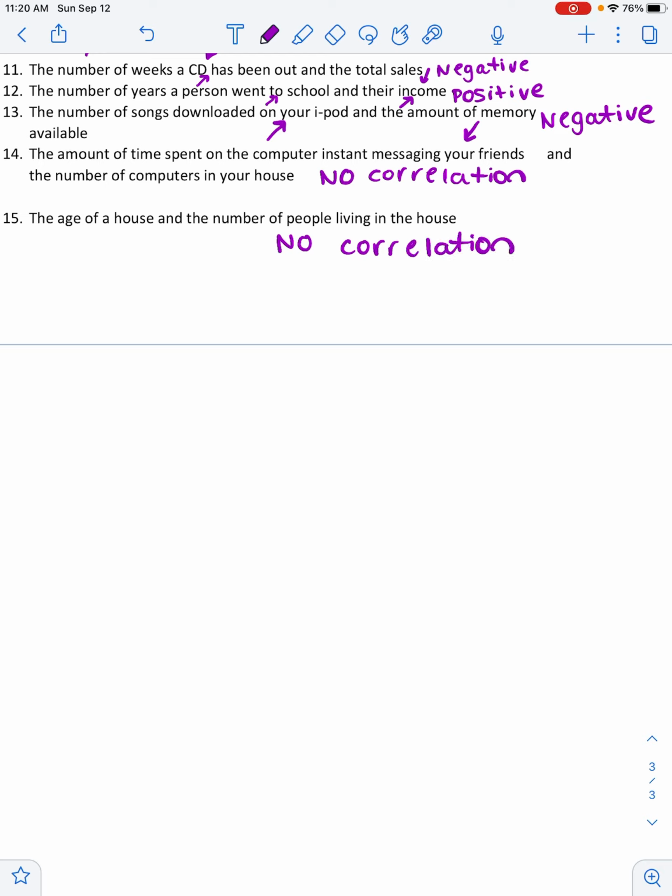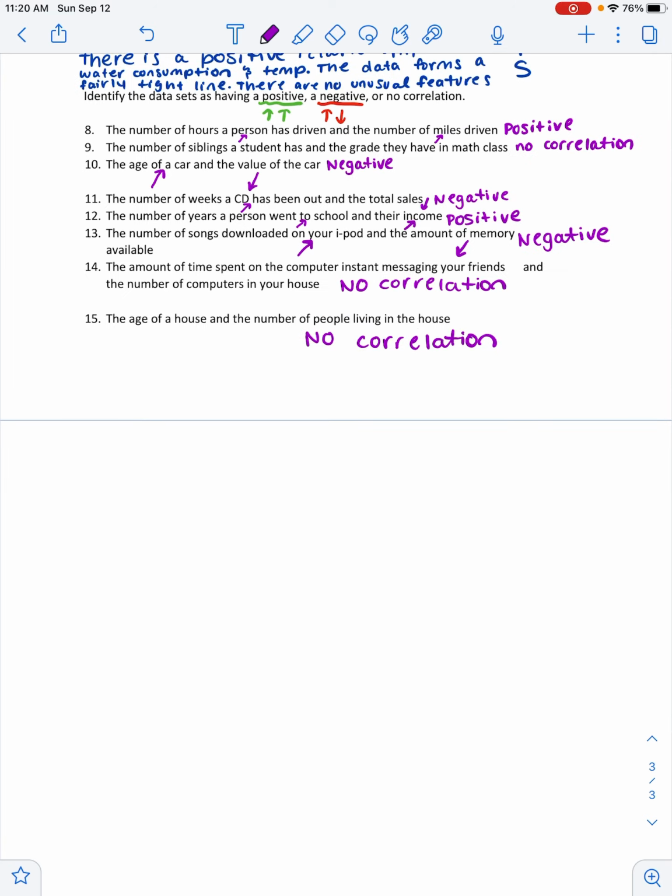Because if you move out on your own and you buy yourself a house, you might buy a really old house. That would be a really old house with only one person living in it. Big families, because they have so many people, might choose to buy a newer house, a new model that has lots of bedrooms. So now a big family is living in a really new house. But there are cases where it could go the other way. So there's really no real relationship between those two.